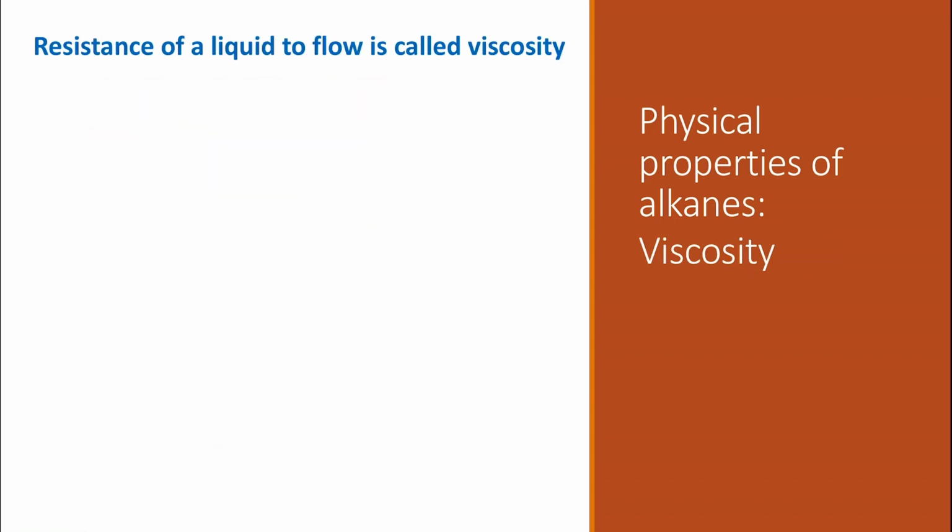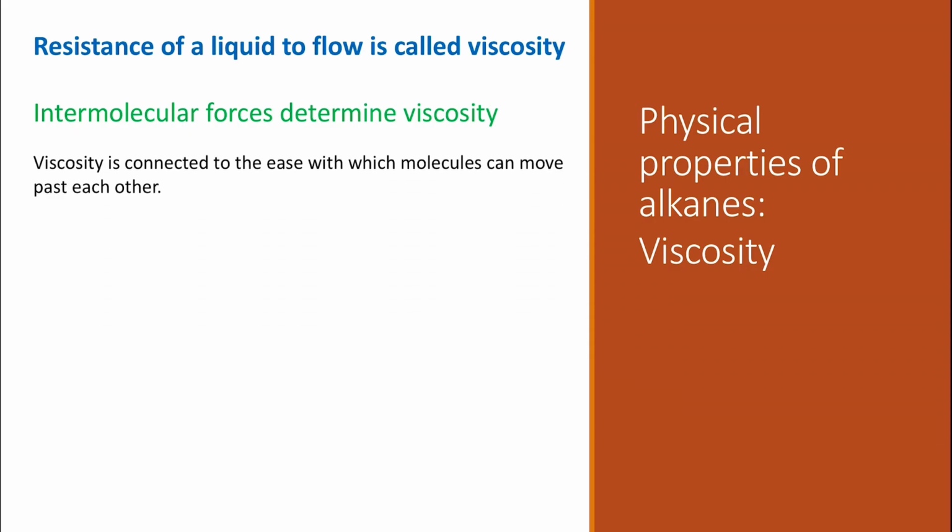The second physical property is viscosity, and viscosity is basically the resistance of a liquid to flow. Intermolecular forces also determine the viscosity. So viscosity is connected to the ease with which molecules can move past each other. And viscosity will increase with an increase in the intermolecular forces. So the stronger the intermolecular forces, the higher the viscosity.